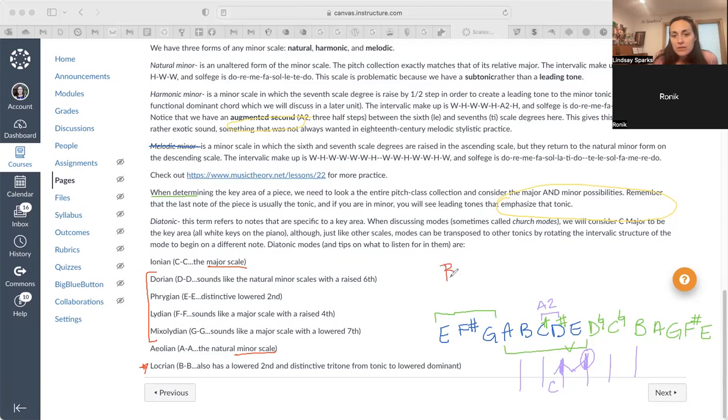So this is the mode that's based on B, okay? Meaning if you go to all the white keys on the piano and just play B to B on the white keys, you'd get the right intervallic pattern for the mode. So B, C, D, E, F, G, A, B. Let's look at the intervals here. We've got a half step, a minor second at the beginning.